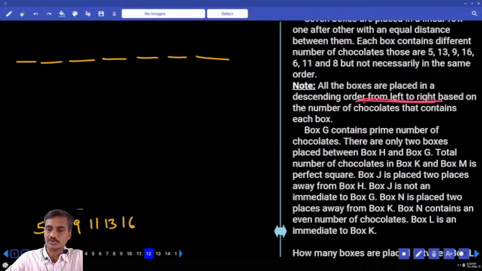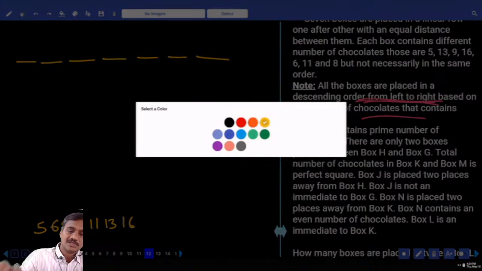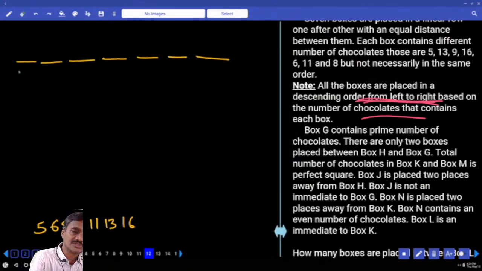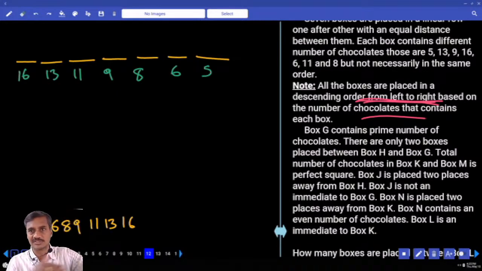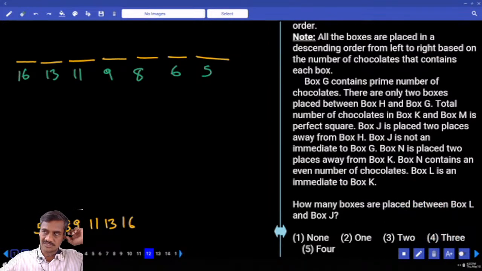Now this is crucial information: descending order from left-hand side to right-hand side. That means 16 is at the highest place, based on the number of chocolates in each box. Hence all these must be in which order here? 16, next one 13, 11, and next one 9, 8, 6, 5. These are the number of chocolates, arranged according to the chocolates in descending order.